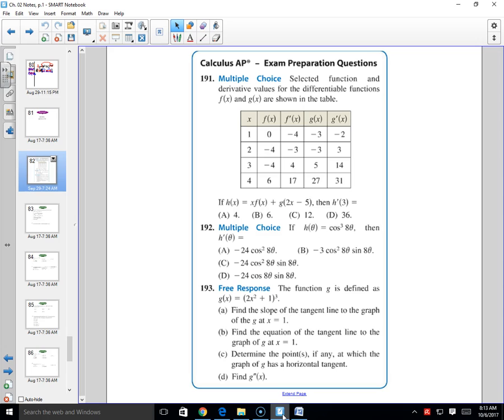Alright, okay, 191 to 193. Are there any questions? The solutions are up on the board. Not all of you were able to get to the rest of it yesterday. Can you just talk through really quick? Number 191, what were you supposed to do? Don't tell me the actual answer. What were you supposed to do?